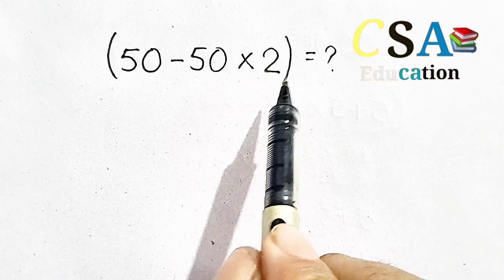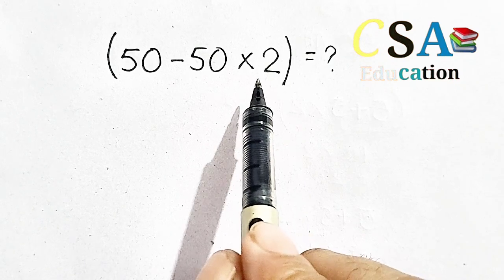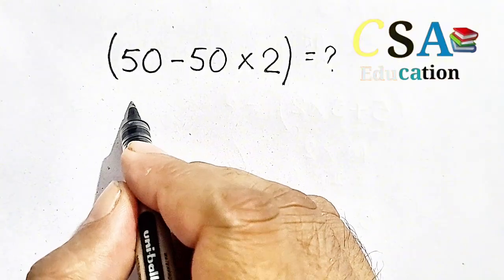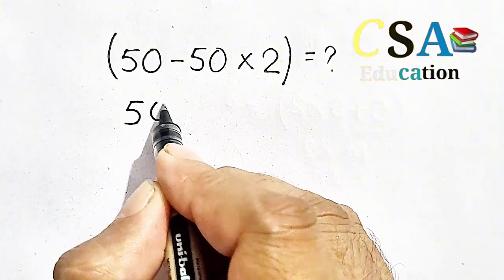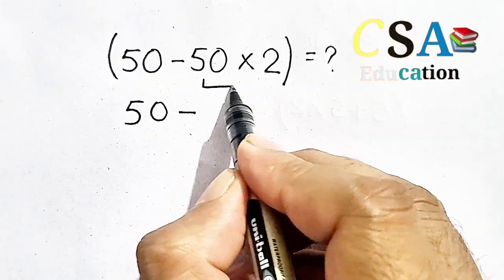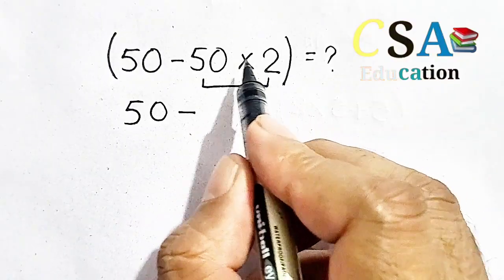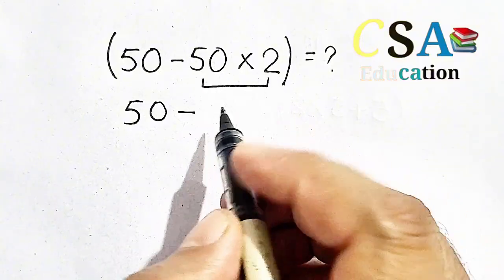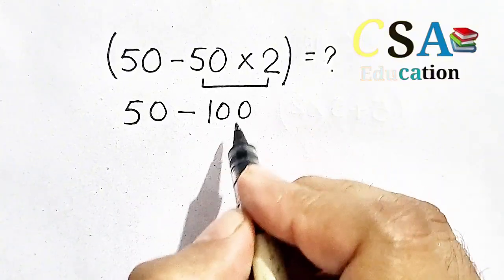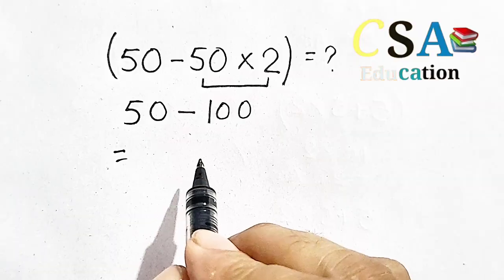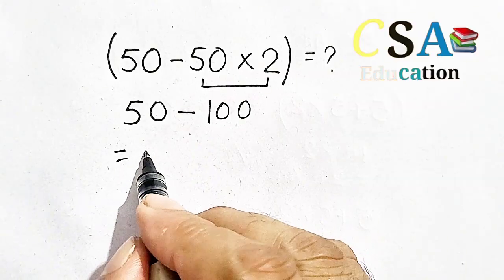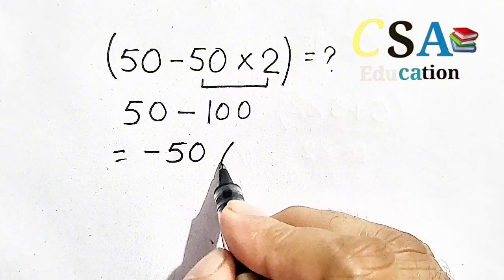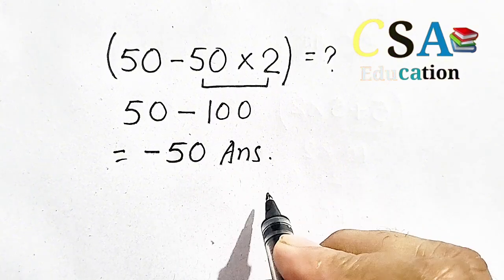So, according to DMAS, or BODMAS, we have to solve multiplication first. So, we will get 50 minus 50 times 2, because we have to solve multiplication first by obeying order of operation. 50 times 2 will be equal to 100. Now, it's very simple. 50 minus 100 will be equal to minus 50, which will be our correct answer.